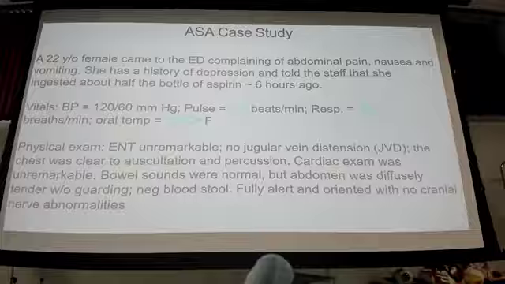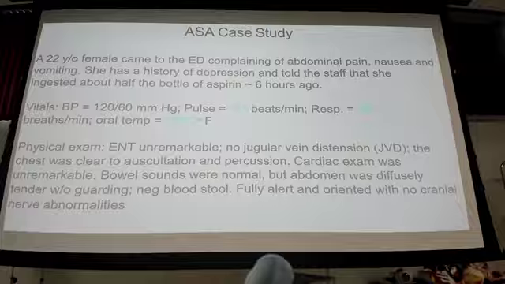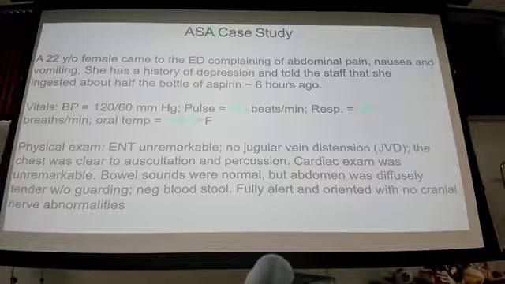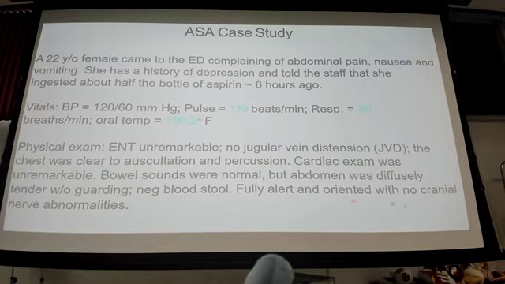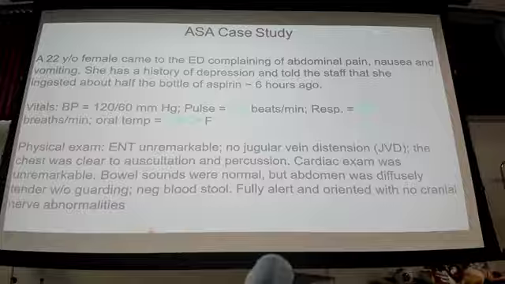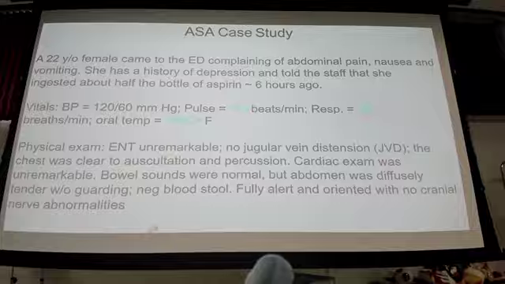In terms of her physical exam, ENT was unremarkable, no jugular vein distension, meaning no heart failure. The chest was clear to auscultation and percussion, meaning that nothing was in the lungs and there were no breathing issues. Cardiac exam was unremarkable, valves were normal, but the abdomen was diffusely tender without guarding, and the patient was fully alert and oriented with no cranial abnormality. Without guarding means that the patient wasn't having any spasms. I've highlighted the vitals that were outside the norm.